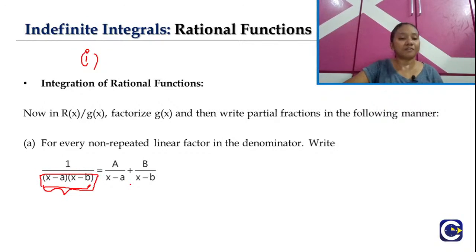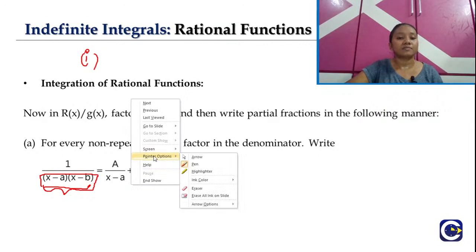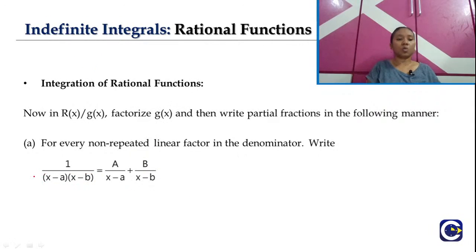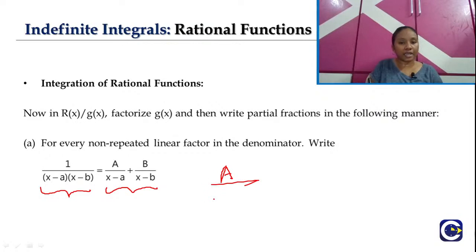It's nothing but a simple factorization of a given polynomial. Yes or no? So whatever the given denominator of the rational function, if we are able to factorize it and write it in this manner, that is 1 by x minus a into x minus b, then how can we solve this? We'll solve this by equating it to capital A by x minus a plus capital B by x minus b, where capital A and capital B are real numbers.